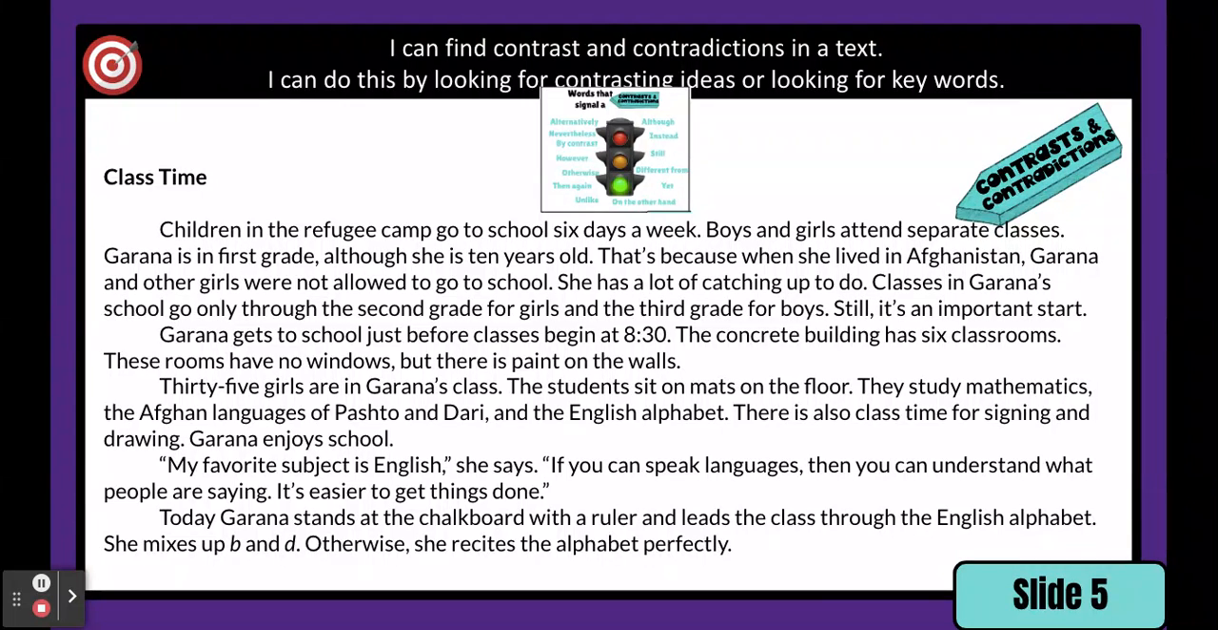Notice any keywords? That's because when she lived in Afghanistan, Garana and other girls were not allowed to go to school. She has a lot of catching up to do.